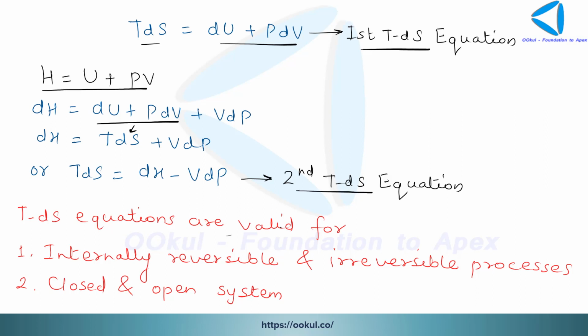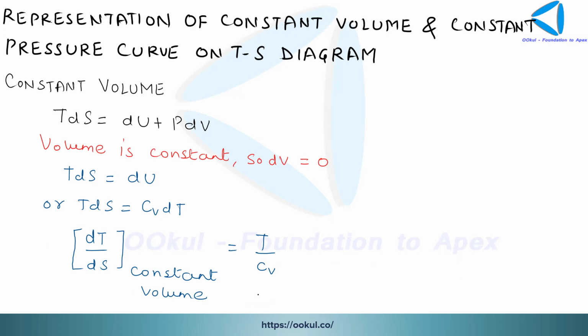Generally we have initially defined the condition as internally reversible, but the thing is that TdS equations are valid for internally reversible as well as irreversible processes, and both for closed and open systems.